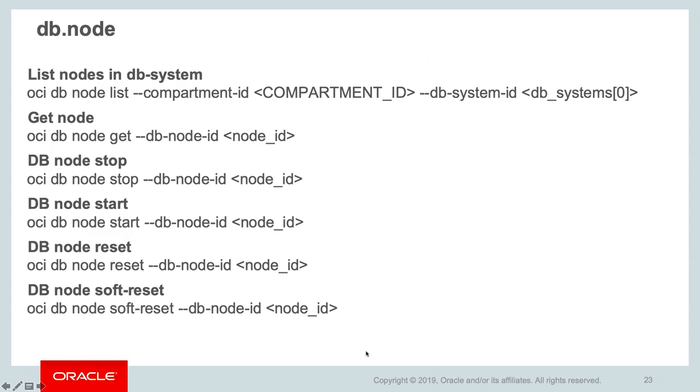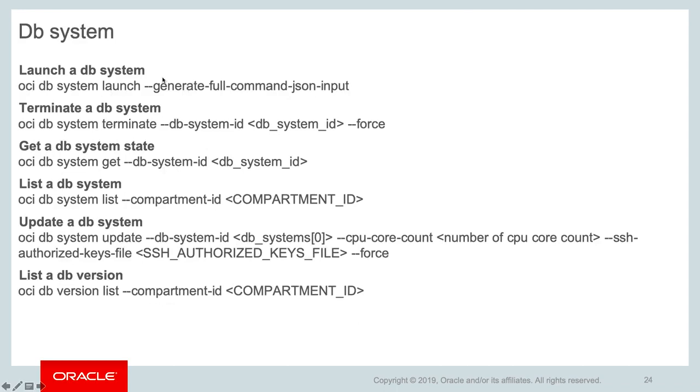So several commands here. You can launch a database system. You can use the OCI database system launch command. With this input, like generate full command JSON input, it will show you all of the options which are available for a database system launch, and then you can customize it and use that one.